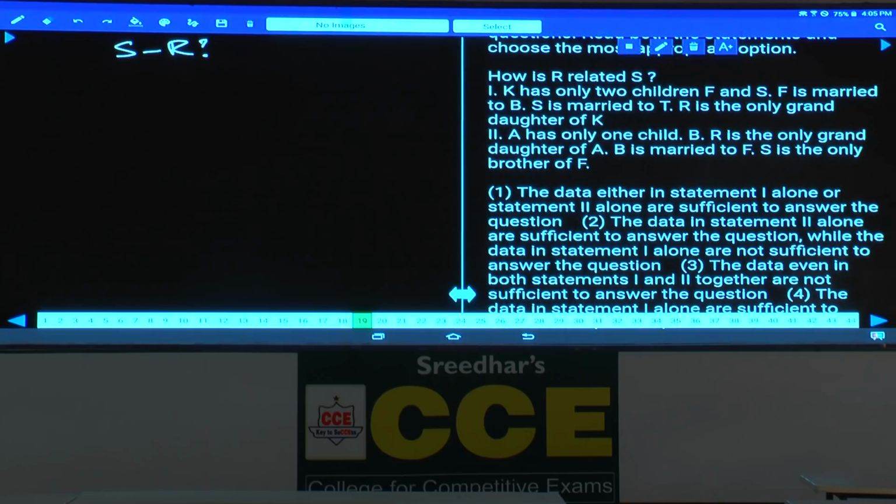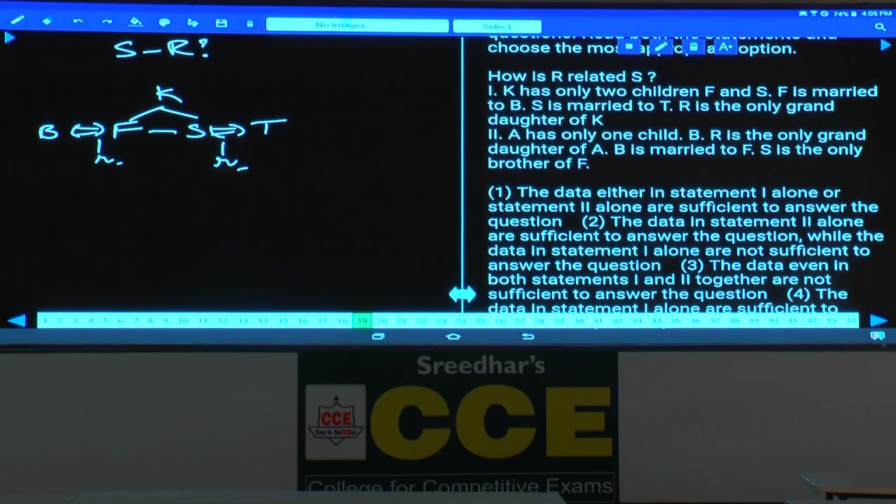K has only 2 children F and S. As K has only 2 children F and S, F is married to B, F and B are a married couple, S is married to T, S and T are a married couple, and R is the only granddaughter of K. As R is the only granddaughter of K, R can be either here or R can be the child of B and F. Hence, how is this R related to S? R can be either the daughter or the niece.